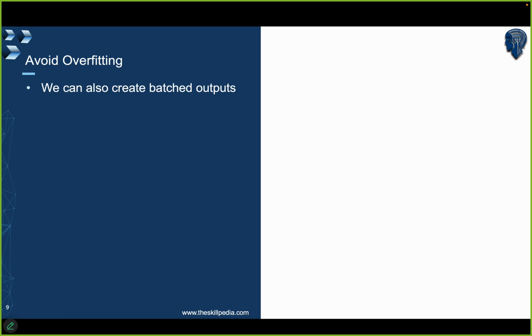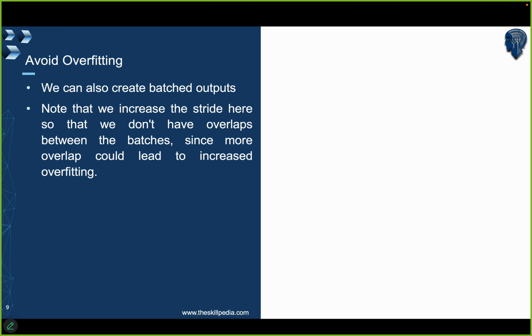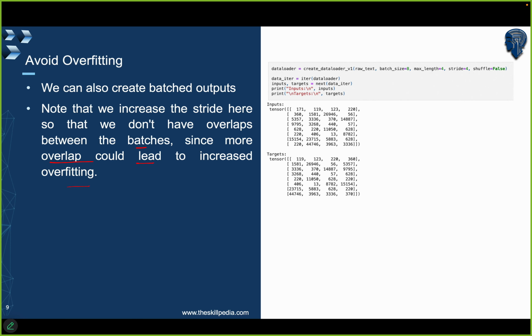Avoid overfitting. We can also create batched output. Note that we increase the stride here so that we don't have overlap between the batches, since more overlap could lead to increased overfitting in this example. So create data loader version 1, raw text, batch size 8, maximum length 4, stride 4, shuffle false, and this will create this data iteration, that is the data loader. We created input, target, and next data. So we are printing input and then targets, what we have seen here.